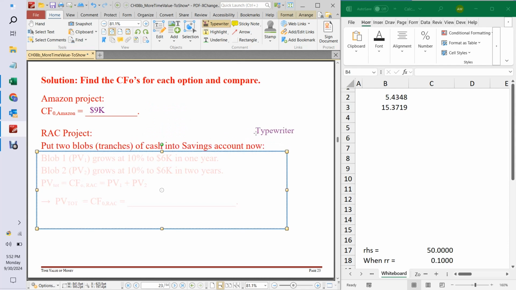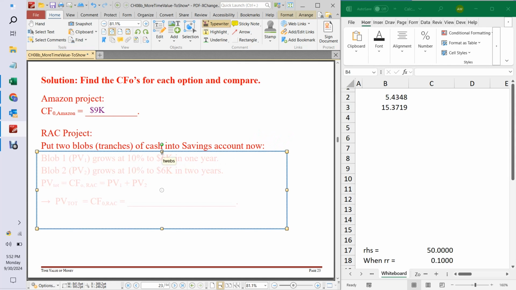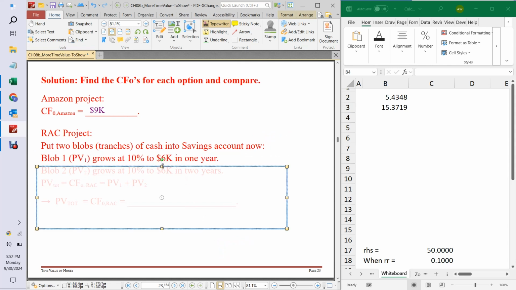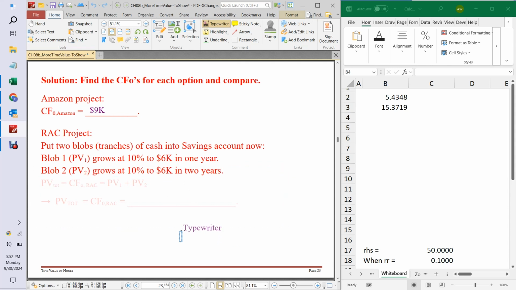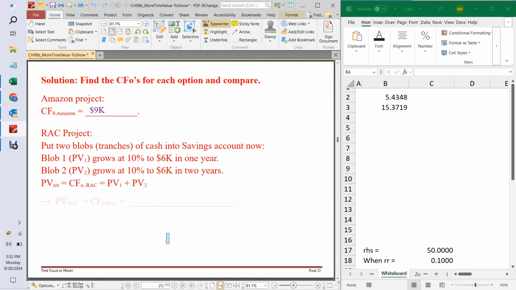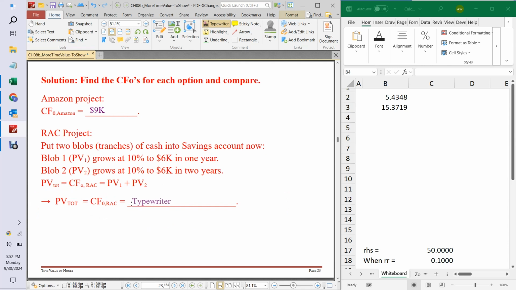We're going to have 2 blobs of cash that we're going to put into our 10% savings account now. So blob 1 is going to grow at 10% to 6,000 in a year, and blob 2 is going to grow at 10% to 6,000 in 2 years. And then the total amount we have to set aside now to grow into those 2 payments is blob 1 plus blob 2, or PV tote, or CF0, Rent-A-Center. Okay, we can do this now very easily, right?